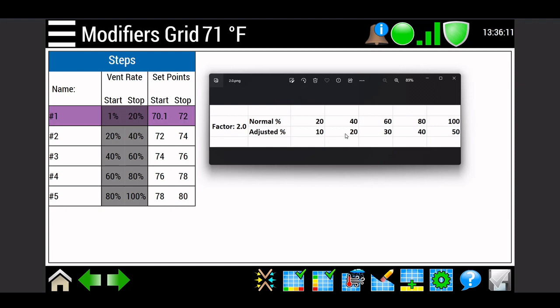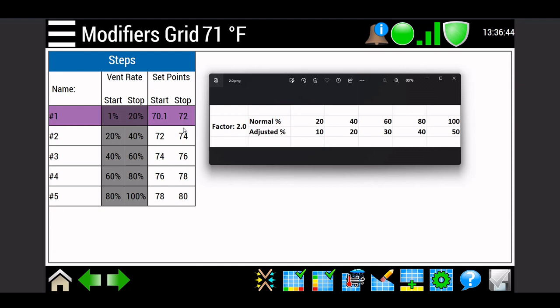Same thing as we go up: 76, 78, and 80 degrees are all being cut in half, the ventilation rate. So that is the other way that you can think of this. You can either think of it that the bandwidth is multiplied by the factor. We are going the same 1 to 100%, but that's being stretched over a larger amount of degrees.